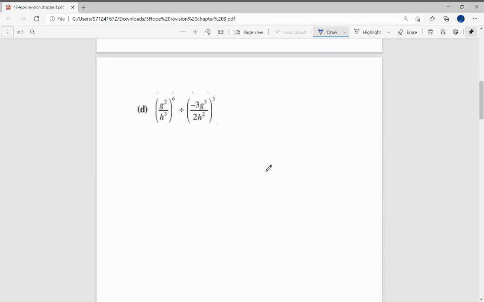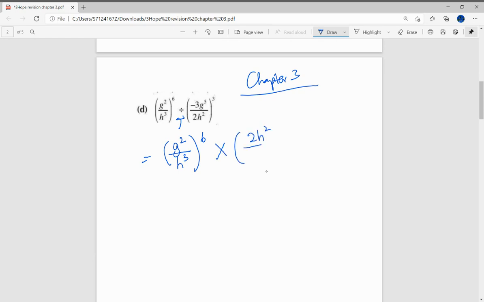I'm going to go to chapter 3 right now, a quick revision. The first part is on using indices. When you have a question like this that has a divide, my advice is change it to times. So you have (g squared over h cubed) to the power of 6 times (2h squared over minus 3g) to the power of 5, to the power of 3. Now the power of 6 applies to everything.